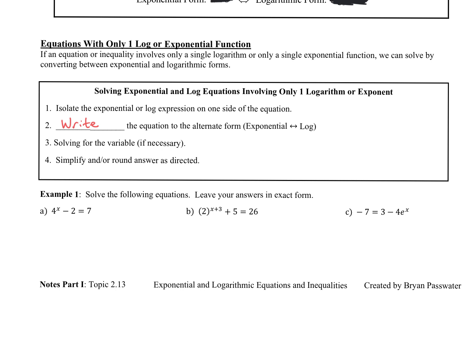Write the equation in the alternate form, exponential to log. All right, so if it's an exponential, let's put it in log form. If it's in log form, put it in exponential form. All right, keep going. Solving for the variable if necessary. And then simplify and/or round your answer as directed.